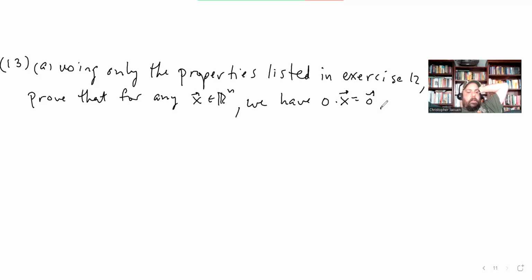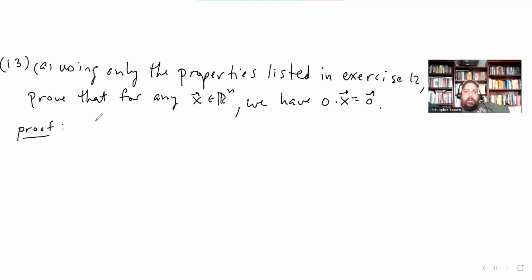Okay, and then he says, there's something right after it. He says, it often surprises students that this is a consequence of the properties in exercise 12. You can tell me whether it's surprising or not, but we'll prove it. There's part B also, but I guess I'll just prove them one at a time here. So proof.